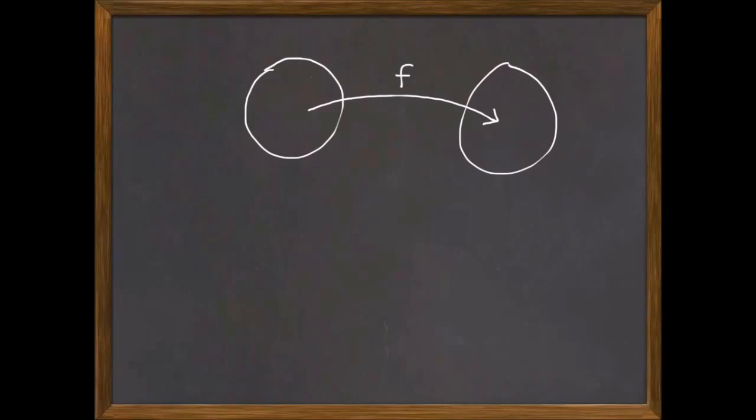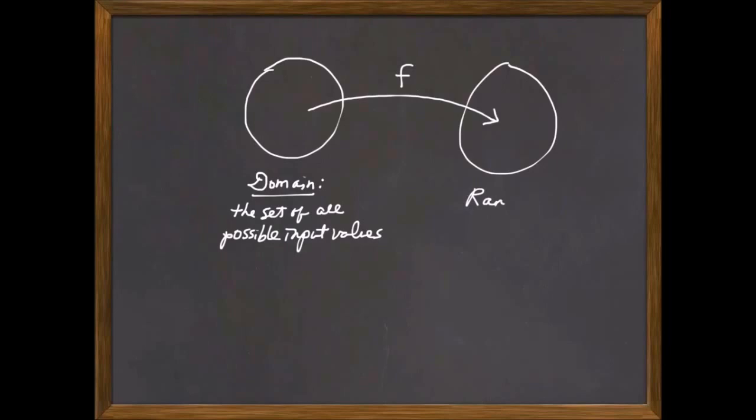This first set here is going to be called the domain, which is defined to be the set of all possible input values. The second set here is called the range, which is defined to be the set of all possible outputs associated with the inputs under the action of f.